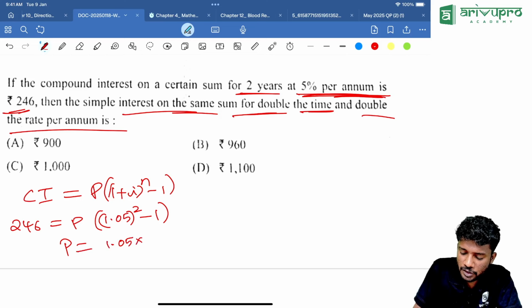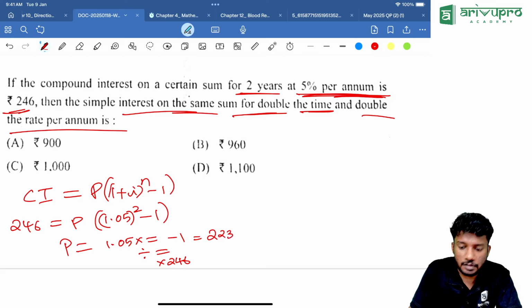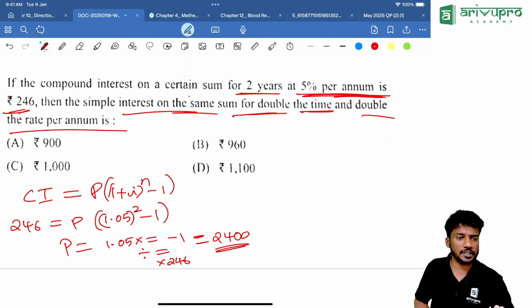1.05 into equal to, minus 1. Then divide, equal to, multiply it with 246. How much are you getting? 2400. Everyone got the P value as 2400 using the calculator?